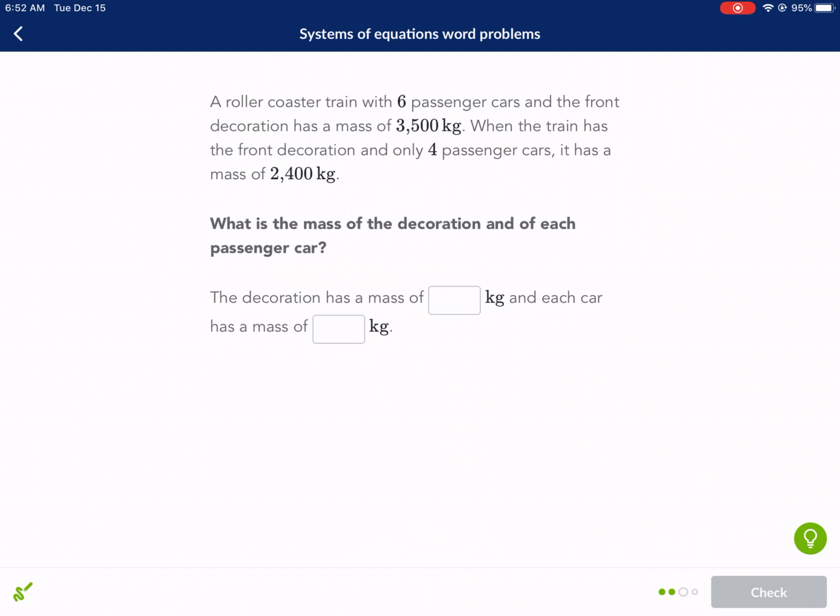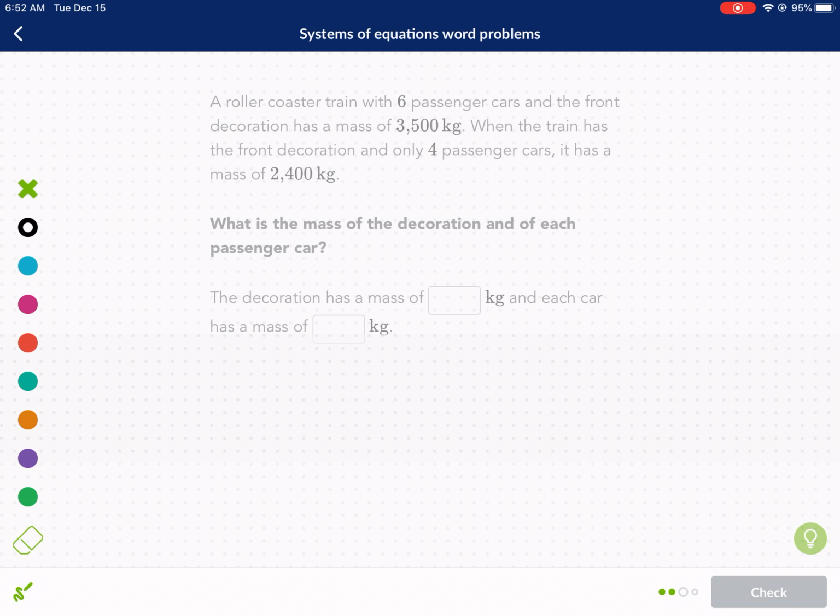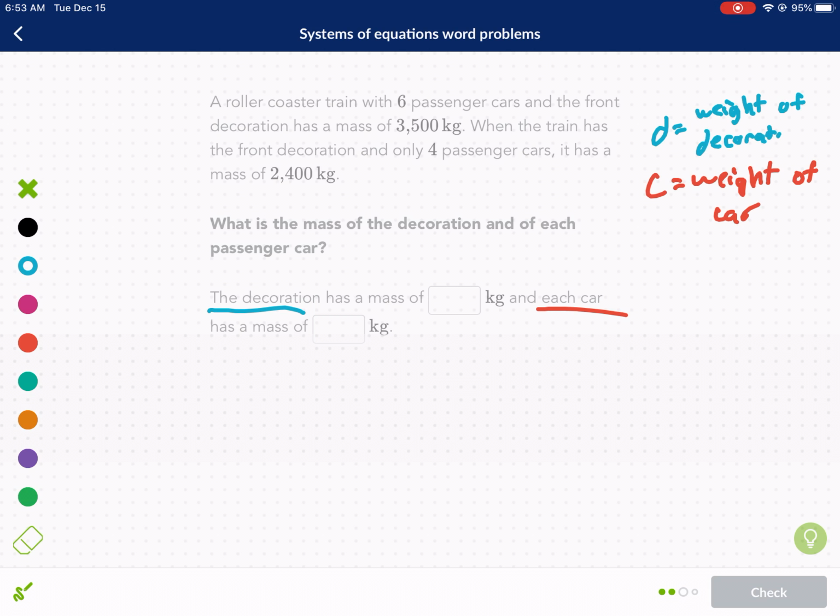Next question. I think we're going to have time for just one more, so bear with me here. We have a roller coaster train with 6 passenger cars, and the front decoration has a mass of 3,500. When the train has the front decoration and only 4 passenger cars, it has a mass of 2,400. What is the mass of the decoration and of each passenger car? So it's telling us what the two variables are, the decoration and each car. We'll let C equal the weight of a car, and D equal the weight of the decoration. This is actually the easiest kind of system of equations to solve. It's funny, we started off with the hardest one, and we get easier and easier.